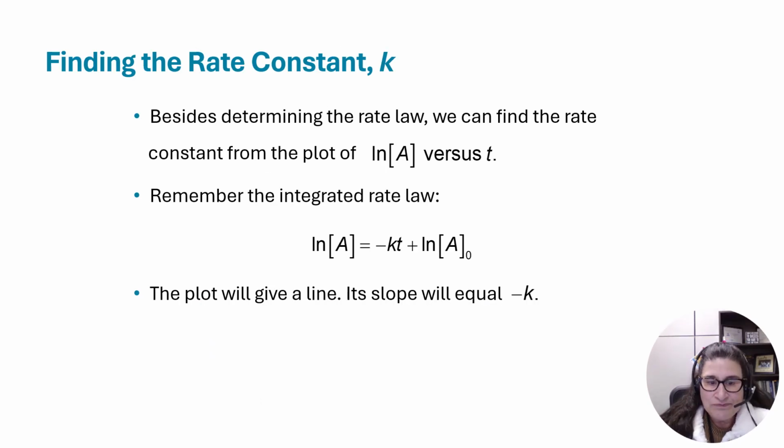Okay, so this slide sums all that up. It says if we plot ln of the concentration versus time, I'm going to get a straight line, and the slope would be minus k.